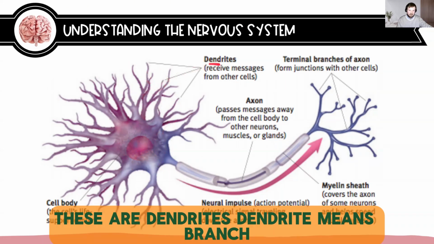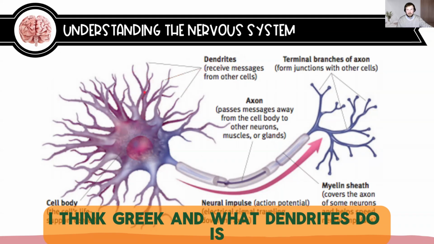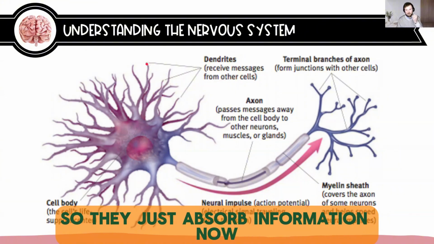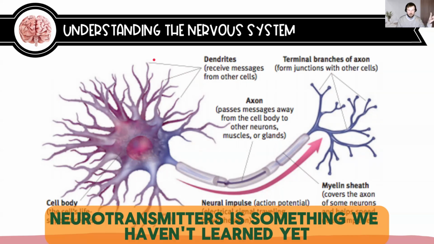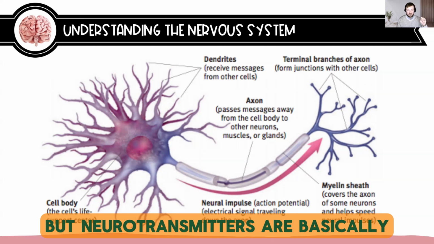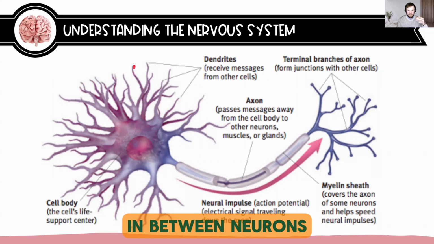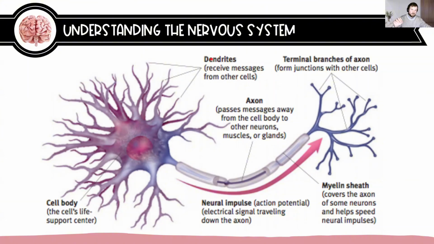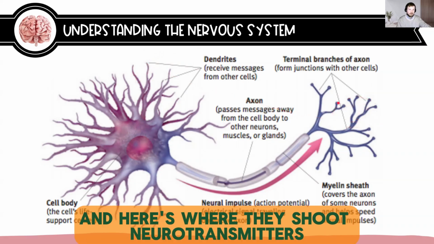These are dendrites. Dendrite means branch, like a tree branch, in either Greek or Latin, who knows? I think Greek. And what dendrites do is they receive messages from other neurons. Okay, so they absorb information. Now, how are they absorbing information? Through something called neurotransmitters. Neurotransmitters is something we haven't learned yet, but neurotransmitters are basically just little bags of chemicals floating around your brain and floating around your body in between neurons. And these neurons shoot, they eject, they shoot, and they absorb. Here's where they absorb, and here's where they shoot neurotransmitters.